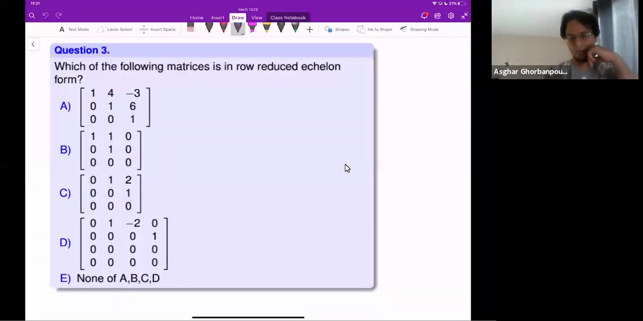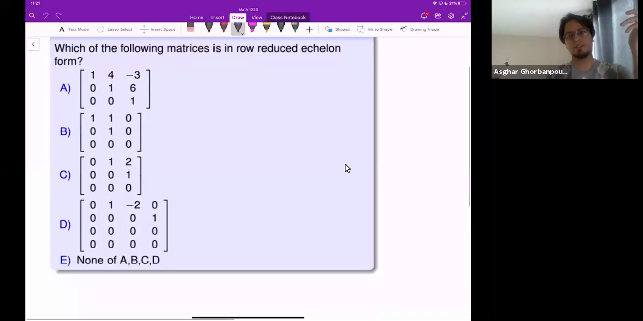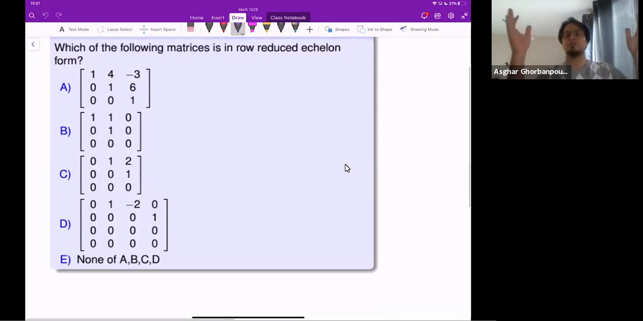The question asks, which one of the following is in a reduced echelon form? So remember the properties of row reduced echelon form matrices. First of all, if there is a zero row or column, it should go down in the bottom of the matrix. Every non-zero row must start by the leading one.